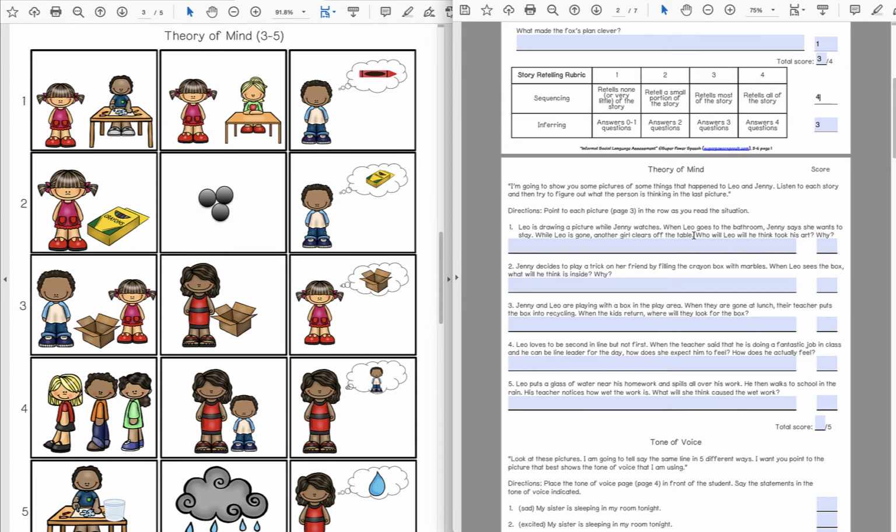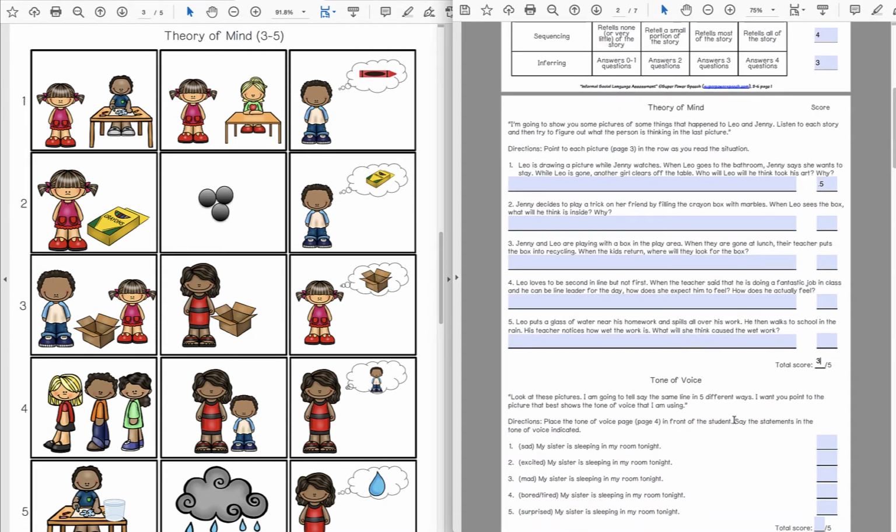Now, keep in mind here, there are 2 portions to these questions. Who will Leo think took his art, and why? Now, it's up to you how you want to score those. So if the child gets only part of those questions right, you might want to give them a 0.5. It's up to you. This is not a standardized assessment, so you are allowed to interpret it as you wish. And then you'll go in, and your student maybe got 3 points total.